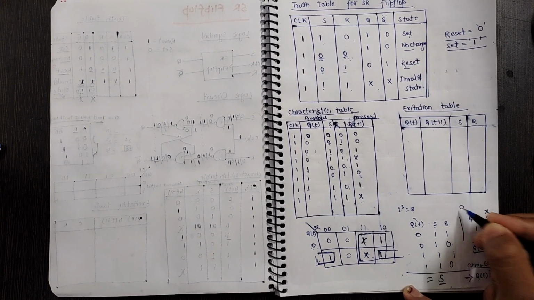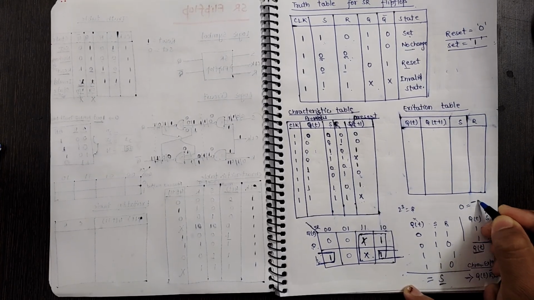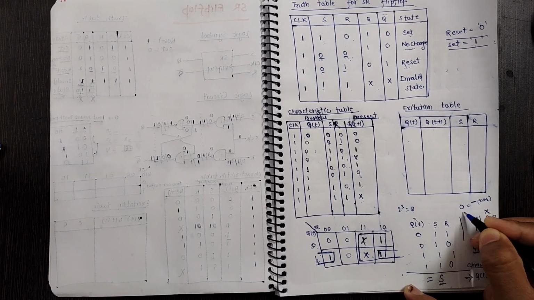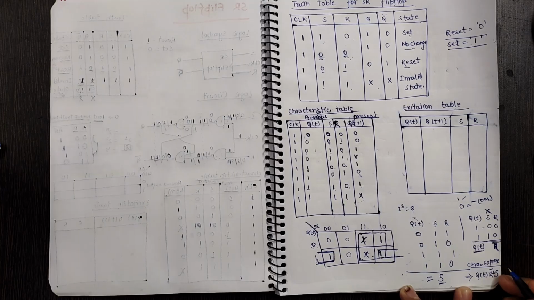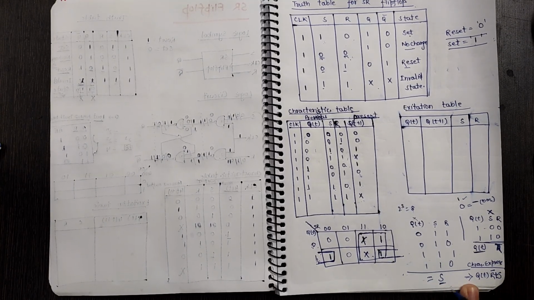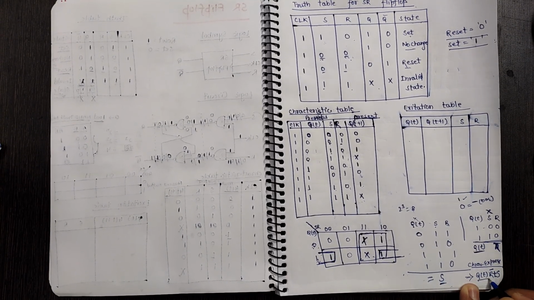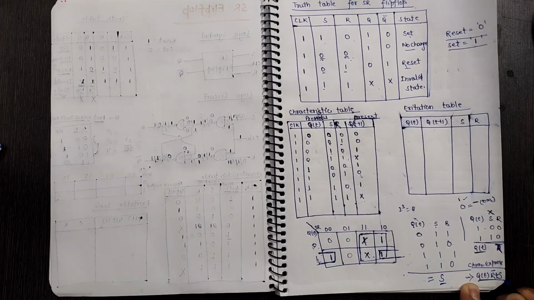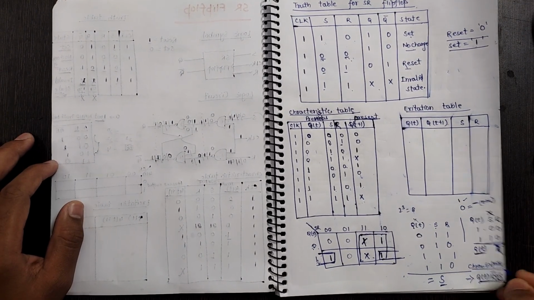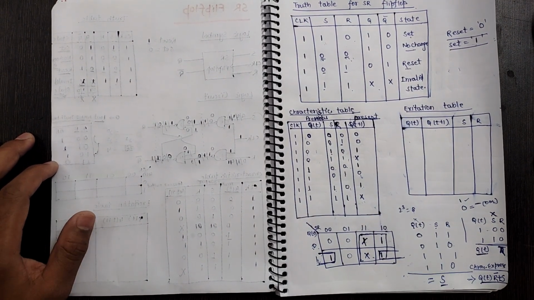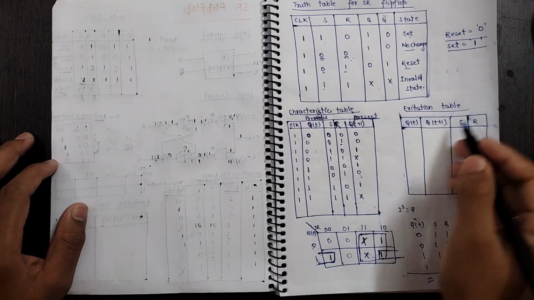You know, 0 means bar or complement, and 1 means the same thing. Okay, so for this we are getting the characteristic expression as QT into R bar plus S. Once we have completed the characteristic equation for this SR flip-flop, we need to find the excitation table.